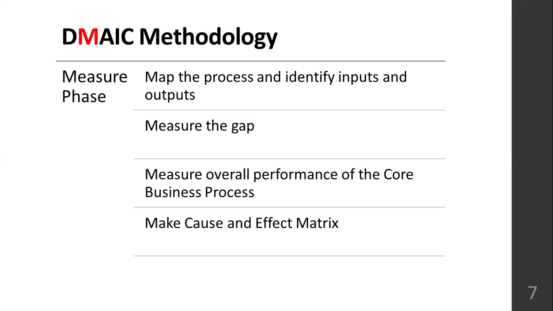So in the measure phase, what is happening right now, you have to list it down. Different process mapping can be used to identify the inputs and outputs. You can measure the gap: where you are right now, where you want to reach, the current scenario versus the target, and that can be calculated. You can measure the overall performance of the core business process as well. A cause and effect matrix can be made. So in the measure phase, you collect data points from the current situation.